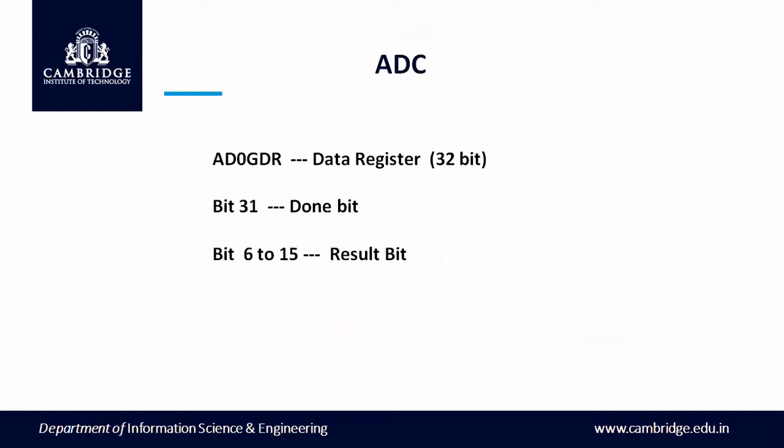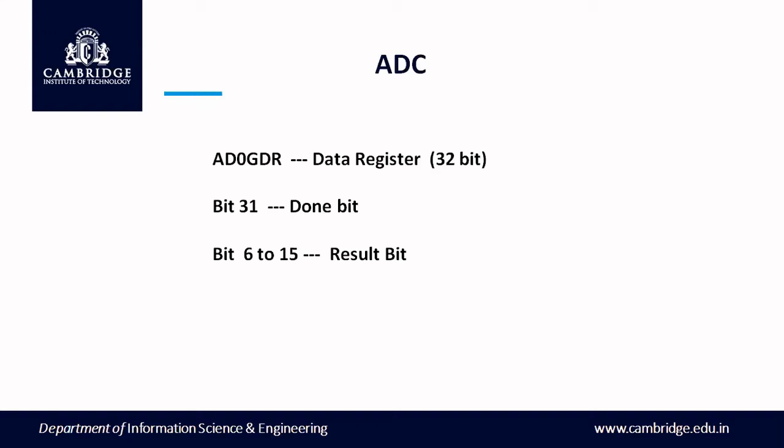Here also there are 2 important points you need to remember. The 31st bit will be considered as the done bit, and bits 6 to 15 will be considered as the result bits. What happens in this data register is, when you start the conversion, the analog to digital converter starts working, and when it completes the conversion process, all the analog input values are converted into digital values.